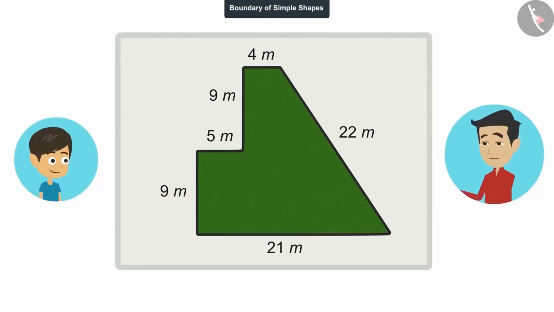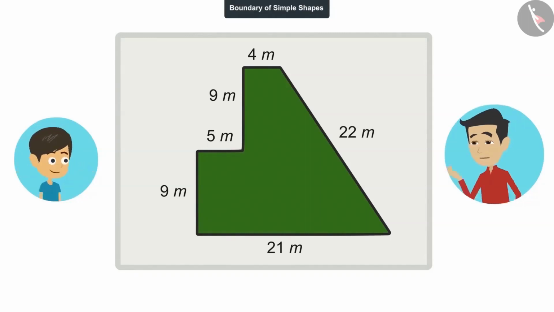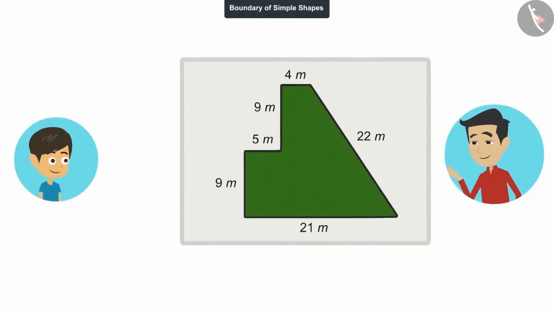I have written the measurements of all the sides of the field on this paper. You tell me the length of the boundary. Okay, this farm has 6 sides. By adding all these, I can find the length of the field's boundary. Yes, tell me, what will be the length of the boundary?